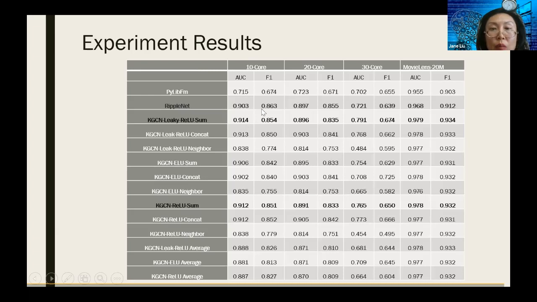And then when we move to 20 and then 30 cores here, we can see we have even better improvement compared to this original KGCN with ReLU system. So this is for the MovieLens. Overall, I think the results are pretty good, right?